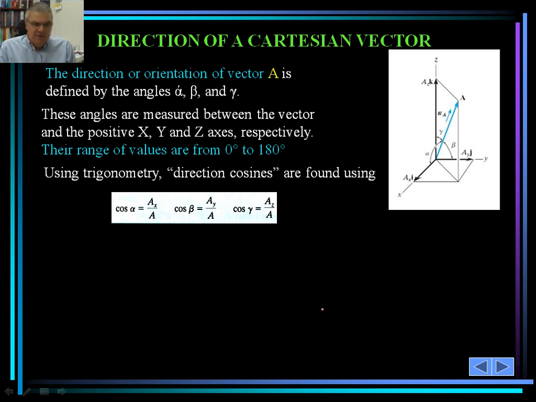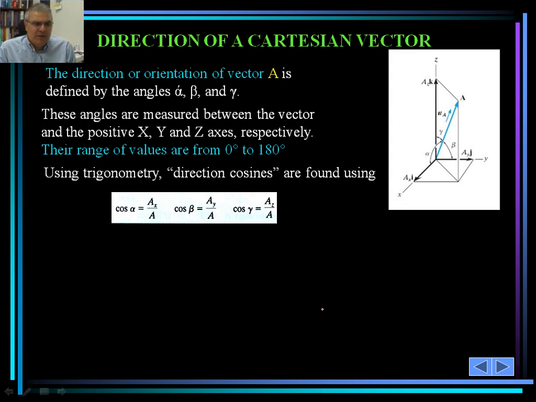So these angles are measured between the vector and the x direction, y direction, and z direction respectively, as shown here. The angle of vector A with the x-axis would be alpha, the angle that vector A makes with the y-axis would be beta, and the angle that vector A makes with the z-axis would be gamma. These could vary from somewhere between 0 to 180 degrees.